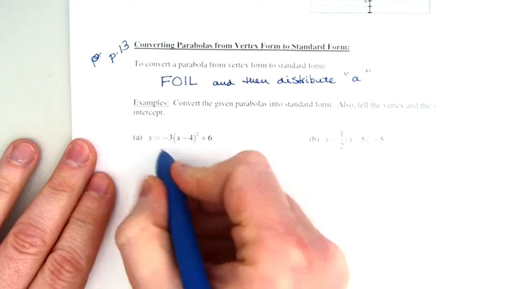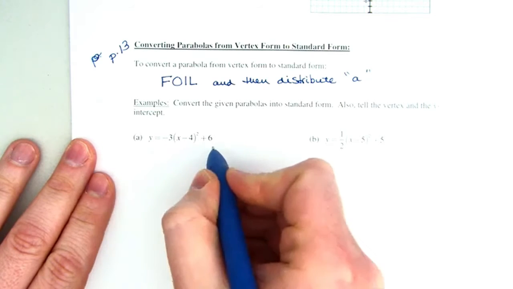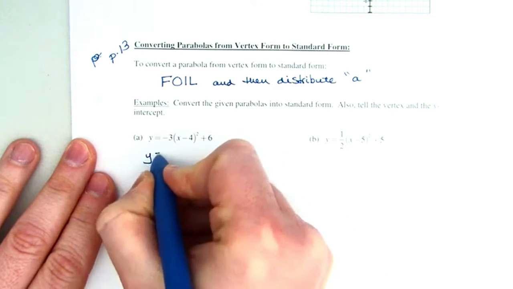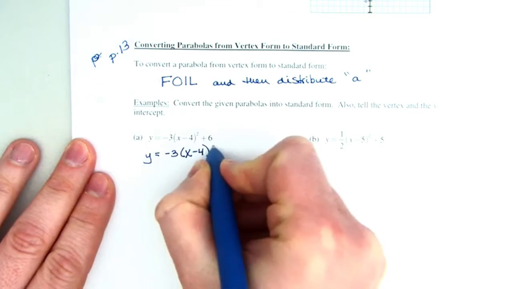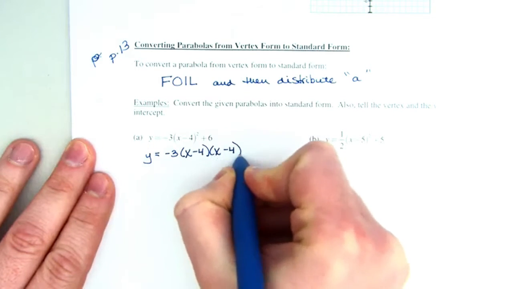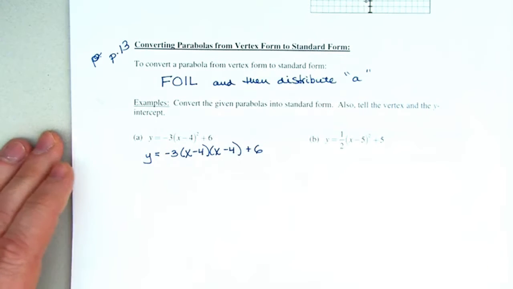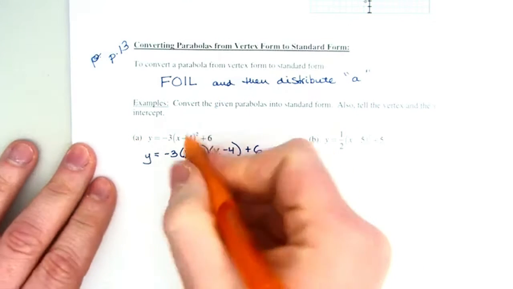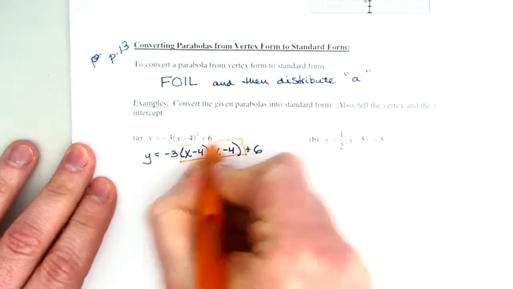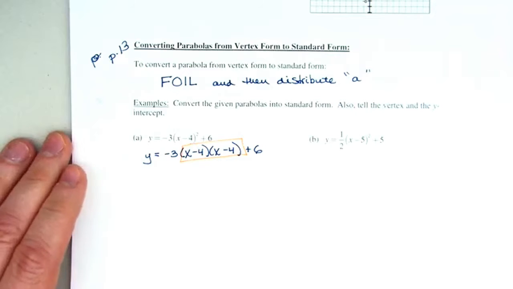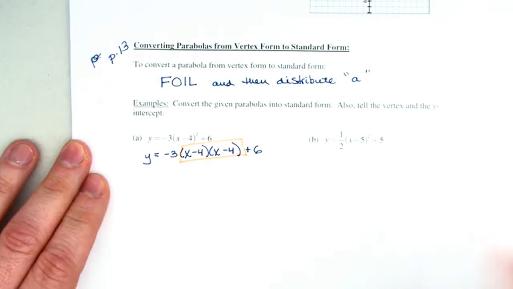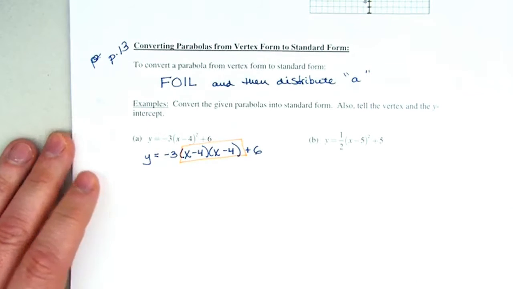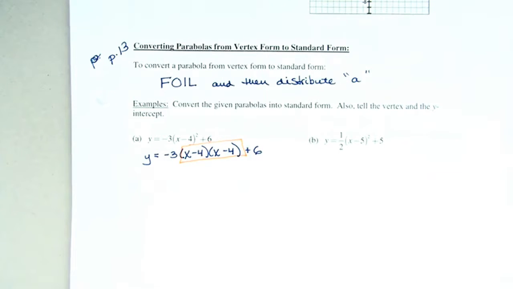So in letter A, we have y equals -3 times (x minus 4) squared plus 6. I'm going to rewrite this as y equals -3 times (x minus 4) times (x minus 4) plus 6. Well, you now need to FOIL these things, and when you're done, you're going to leave that answer inside some parentheses. You're then going to distribute the -3, and then you'll just combine like terms. I think you can probably do this. See if you can go work through letter A.